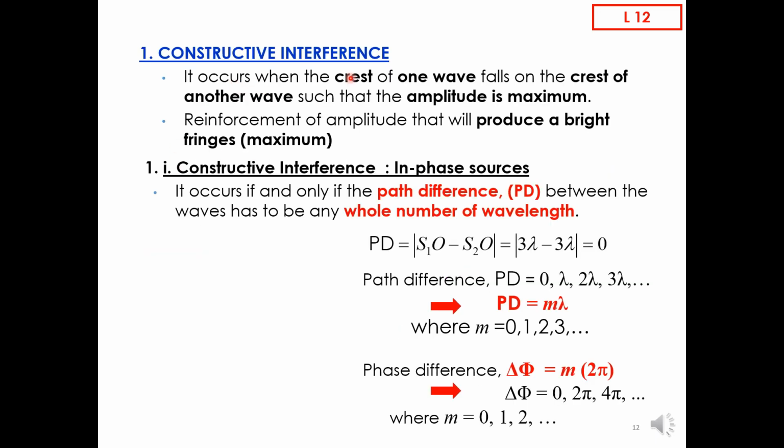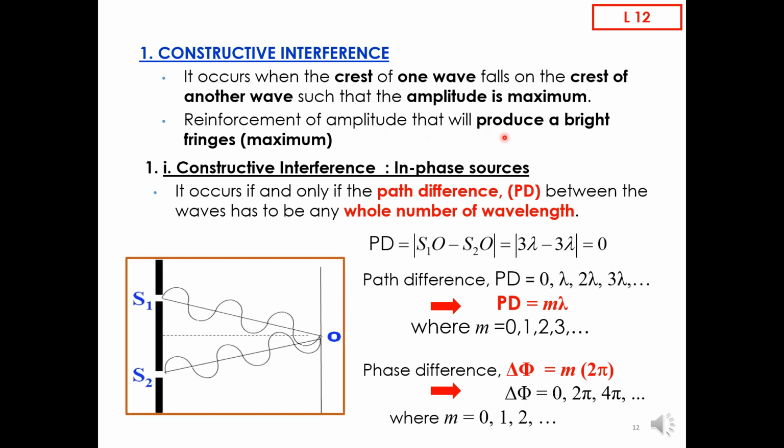Next, okay, we have constructive interference. Okay, what is constructive interference? It occurs when the crest of one wave falls on the crest of another, such that the amplitude is maximum. Okay, reinforcement of amplitude that will produce a bright fringe, or we call maximum.